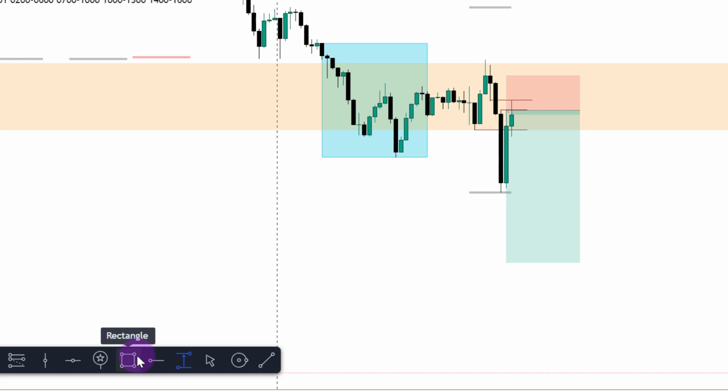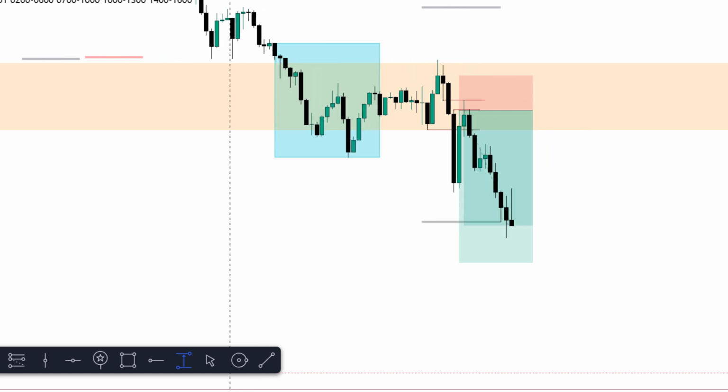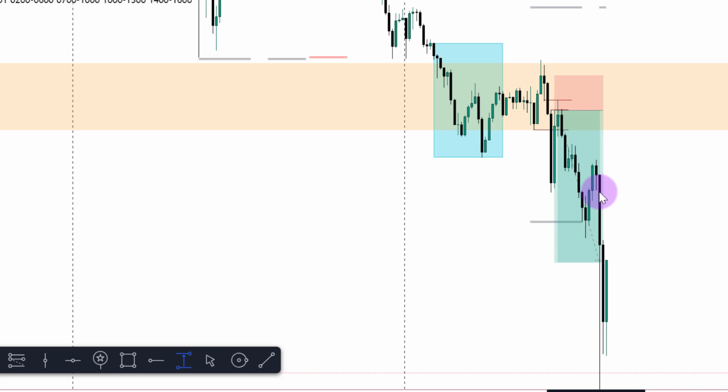Remember that day trading is not everyday trading, okay? Day trading is simply waiting for the day your trade setup is going to come to you. So let's play this and see if we get this trade play out exactly as we have projected right here. So look at this, guys. 40 pips has been delivered. No stress or zero stress.